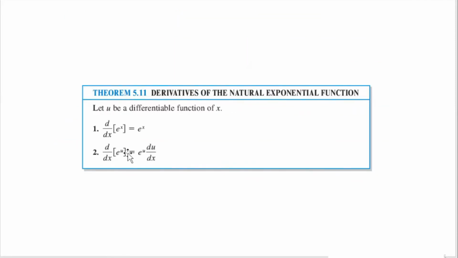Okay, according to Theorem 5.11, the derivatives of the natural exponential function. Let u be a differentiable function of x. So this is what I was trying to say a while ago, that the derivative of e raised to x is equal to e raised to x, and the derivative of e raised to u is equal to e raised to u times the derivative of the exponent u, which can be written as du over dx.